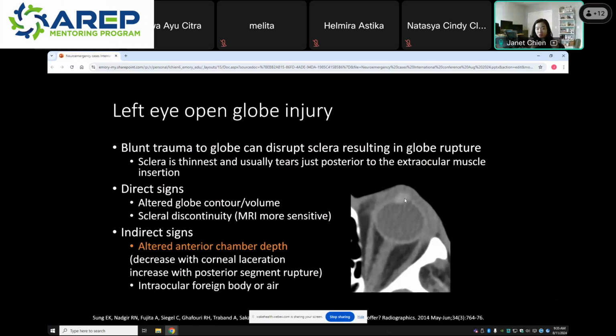So this is an example of that. You've lost your normal anterior chamber. Normally, the anterior chamber has some fluid in here, but here I've lost that, and the lens is halfway extruded through the anterior open globe. So this is a corneal rupture with loss of anterior chamber depth and extrusion of the lens. Another indirect sign that you want to look for is intraocular foreign body or air. All right, any questions about this one?